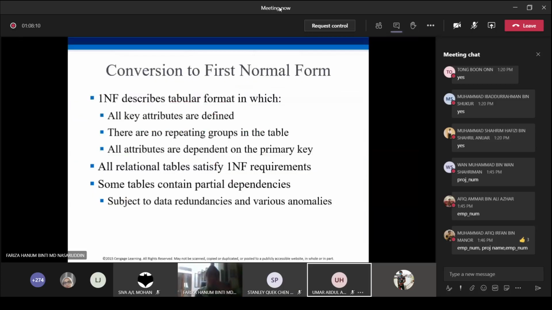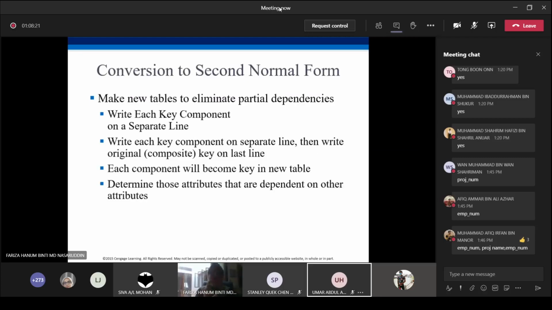All right, now, how do you convert? I'm going to talk, you can read this yourself because it's just to say that you're already in the first normal form. Okay, how do you convert to second normal form? You will have to make new tables to eliminate those partial dependencies. So you don't want your tables to have partial dependency.